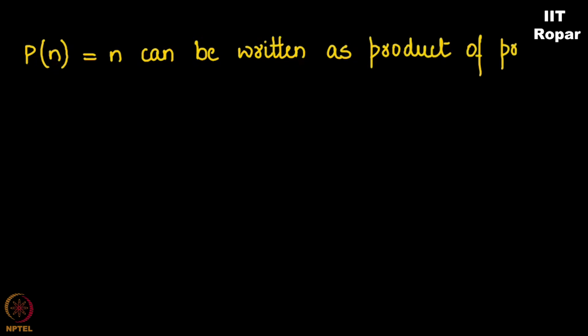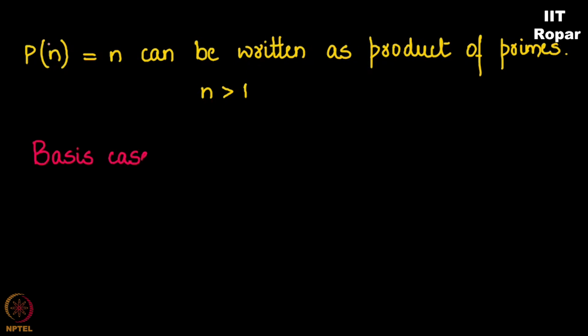Consider this proposition P(n): n can be written as a product of primes, where n is greater than 1. So this is the proposition: n can be written as a product of primes. Let us prove this by induction. What is the basis case?